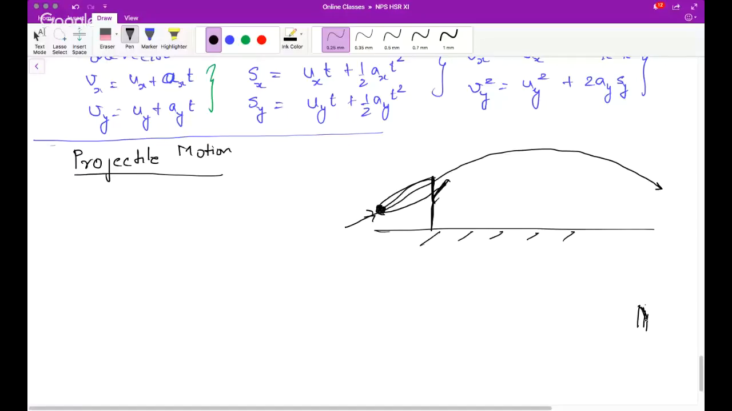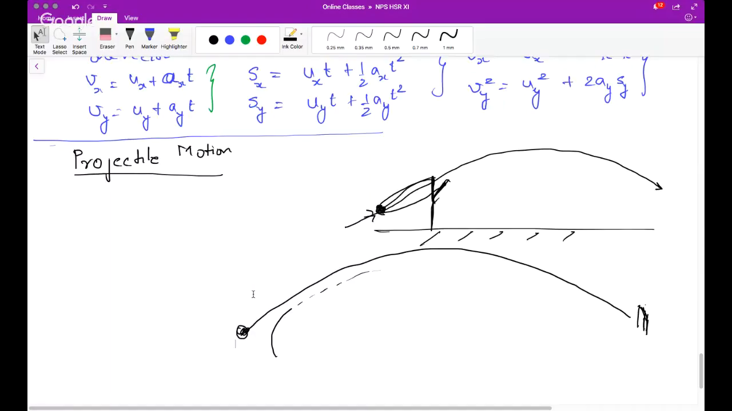He hits the ball, and it crosses the boundary line, and you score a six. So let's say this was the boundary line, and the ball goes here. So this is an example of projectile motion. Next time you watch cricket and see Virat Kohli hitting a six, please remember that you are watching a projectile motion. Or when a cannon fires a shell.